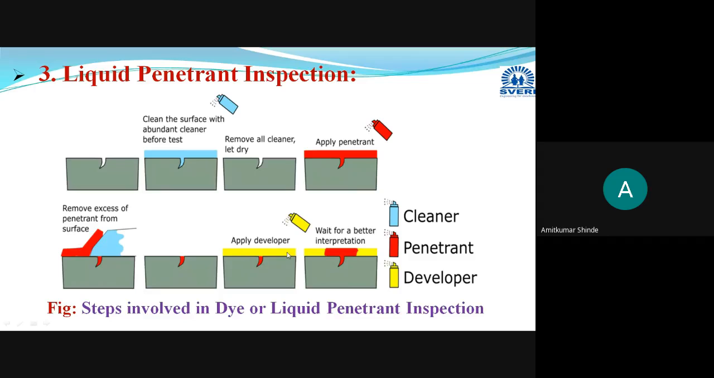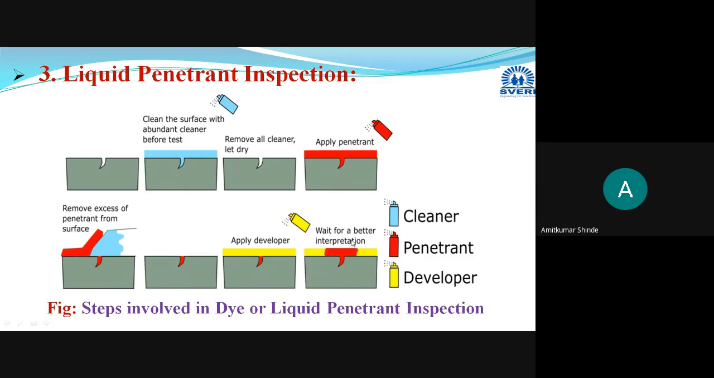Developer is applied, and these are termed as the dye. You can say that these are the dyes or different liquids. Now due to this developer applied, what will happen, this pulls out whichever dye is there from that defect. It will pull out that dye in this way.